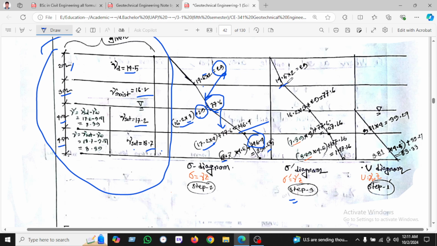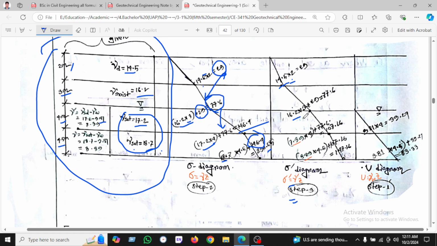So 14.5 into 2, gamma into z. Here it is gamma prime into z. That will be gamma prime. There is no water, that's why gamma prime equals gamma dry. If there is water, as we see here, then we deduct the unit weight of water, which is 9.81. So let's see.